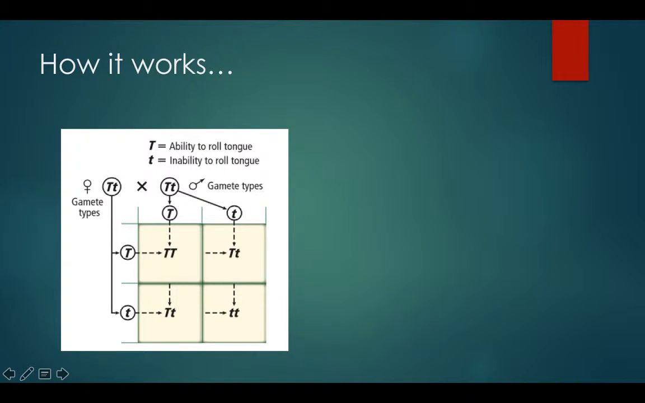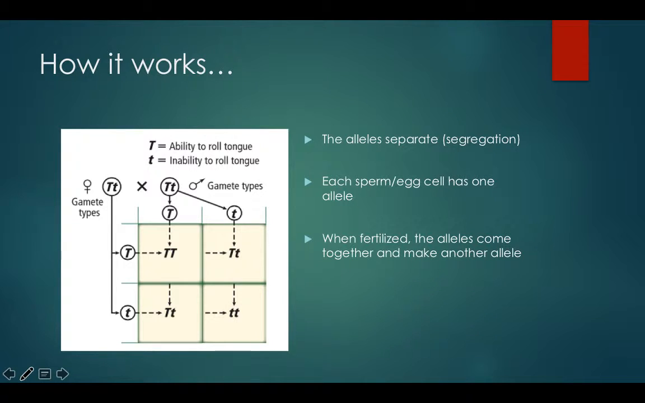So here's sort of how this works. Alleles are going to separate, which we know from the law of segregation, at which point each sperm and egg cell is going to have one allele. When fertilized, the alleles come together and make another pair.